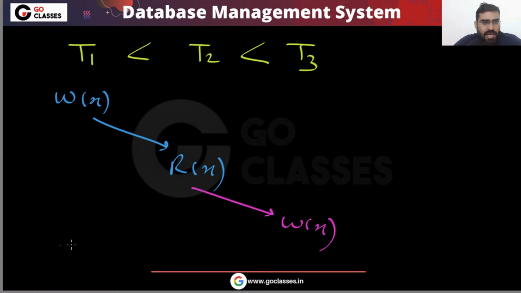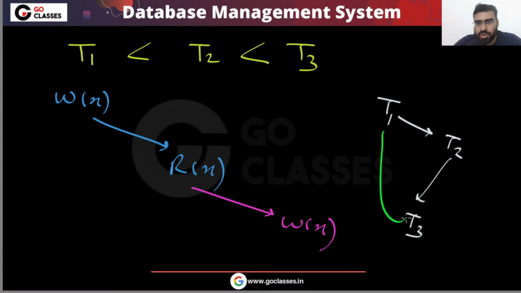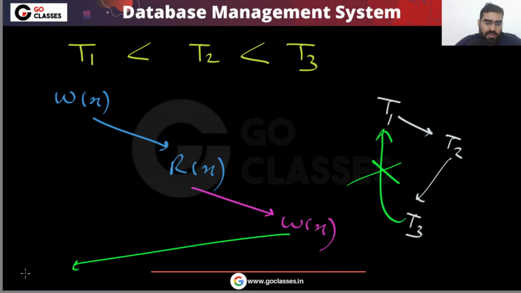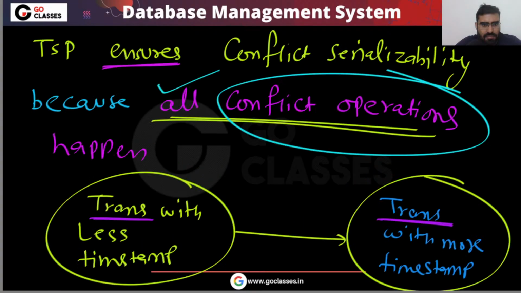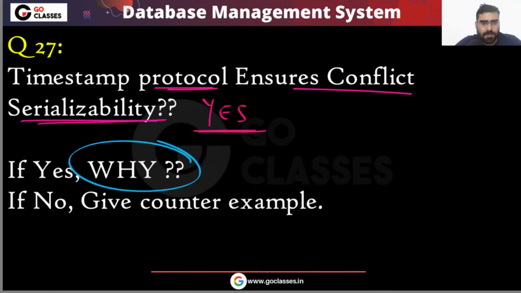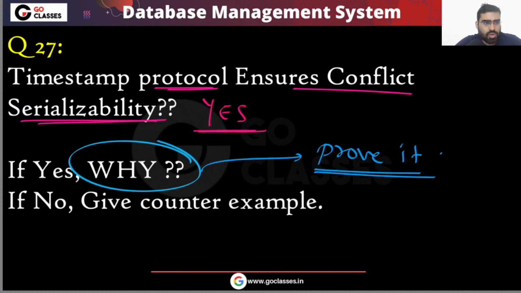So you can never have this, like from T1 to T2, from T2 to T3 and back again. You can never have this. So in the precedence graph, we can never have a cycle. Understood? The proof, did you understand?